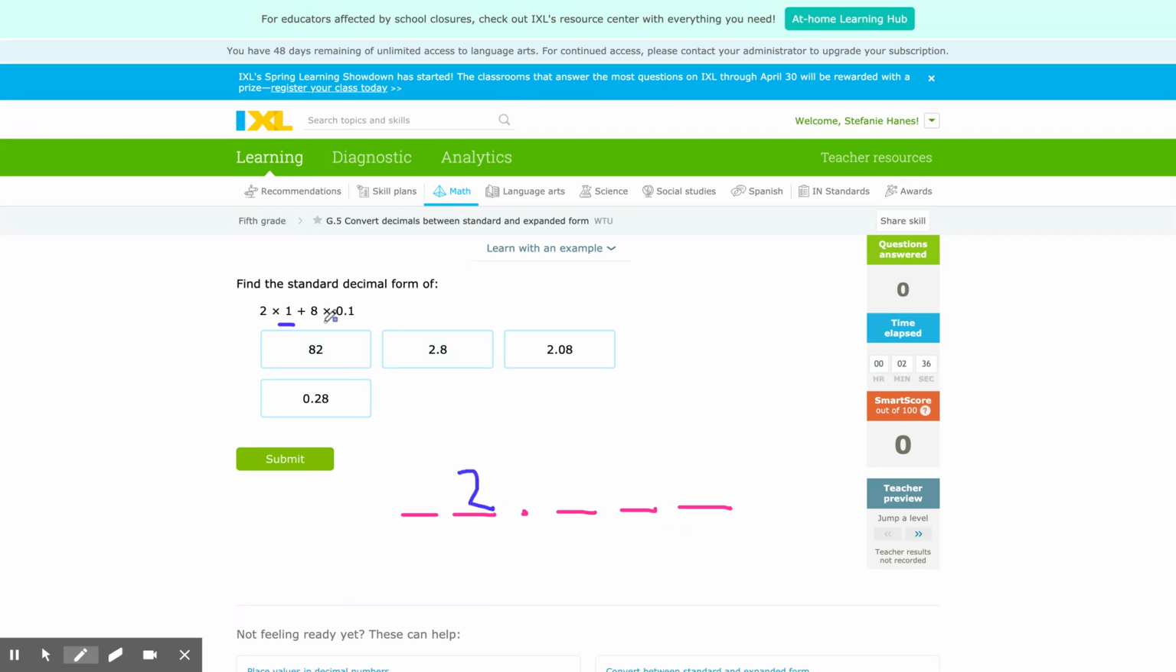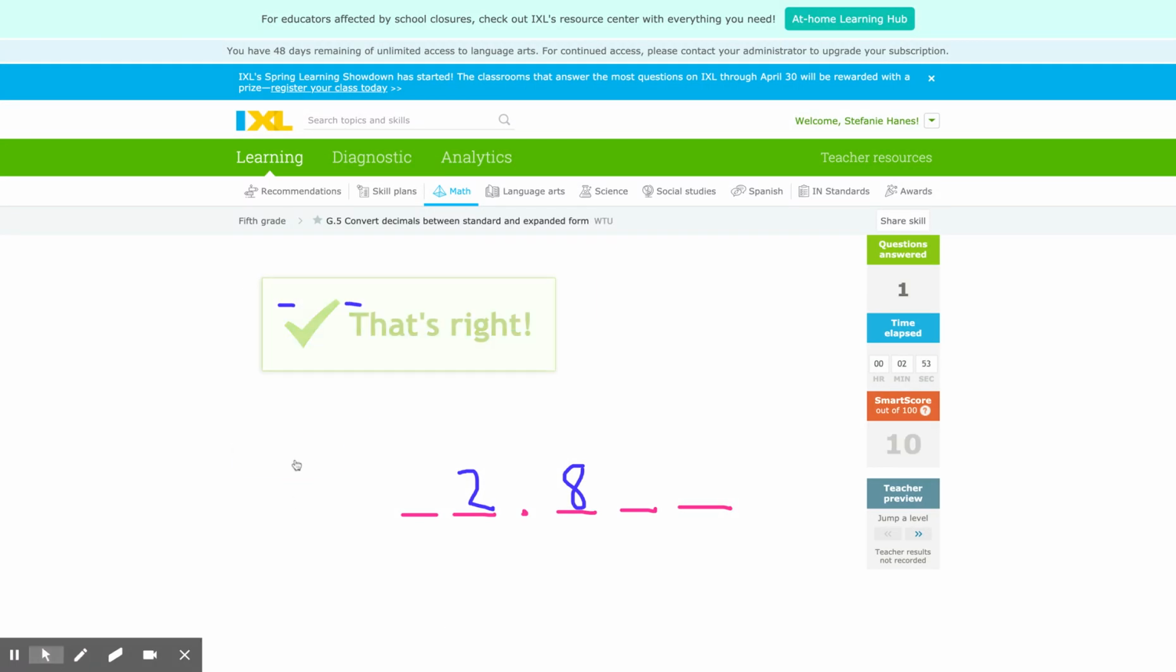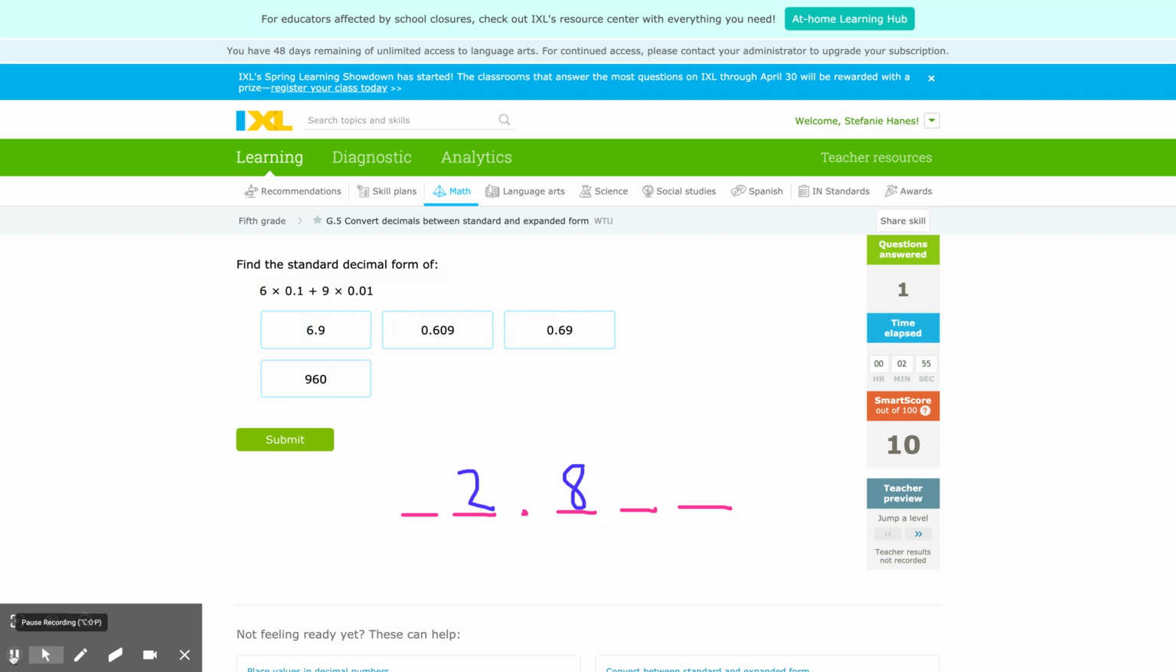And then I have 8 times 0.1, or 1/10. So this goes in the 10th place. And I just do 8 times 1, which I know is 8. And that will give me my answer, which is 2.8. And it's really that simple, you guys.